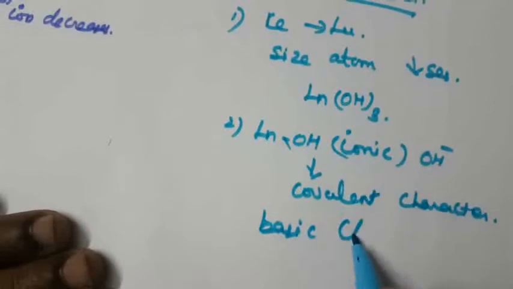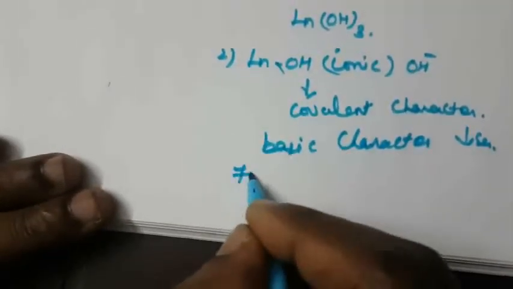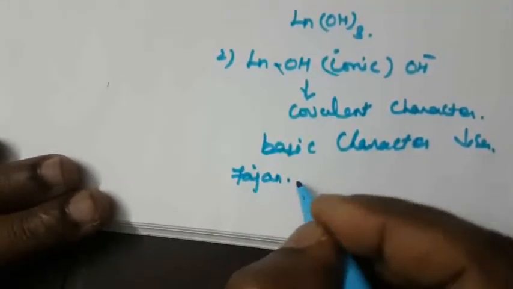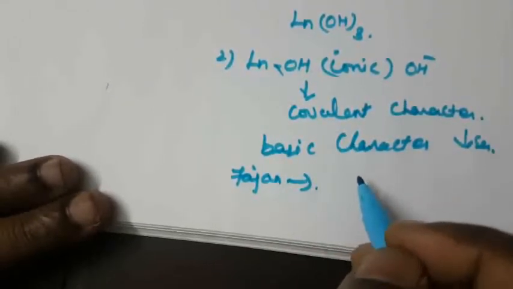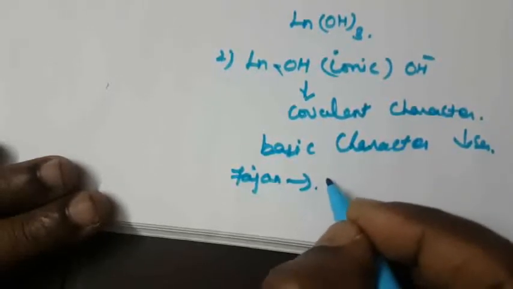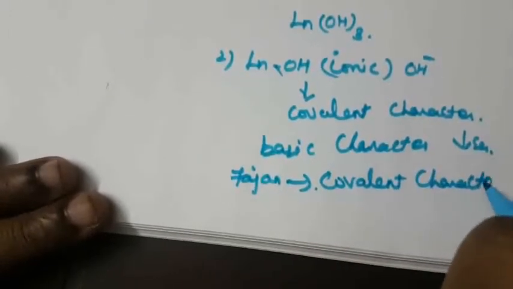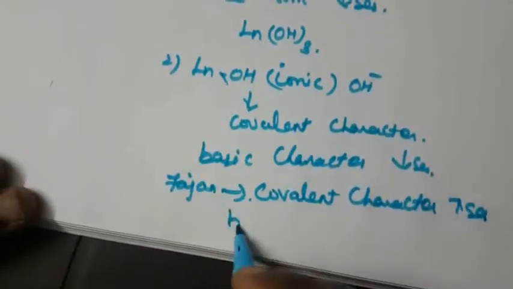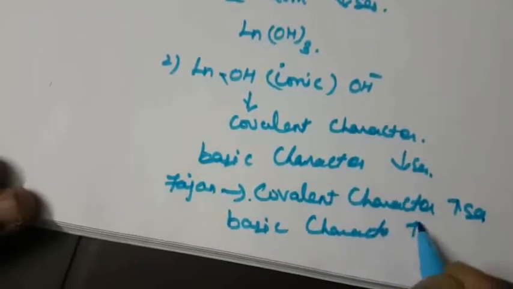Basic character decreases. What is the reason? According to Fajan's rule. What is Fajan's rule? With more covalent character, the basic character decreases. So Fajan's rule explains that as covalent character increases, basic character decreases.